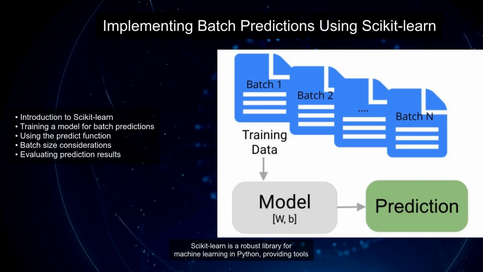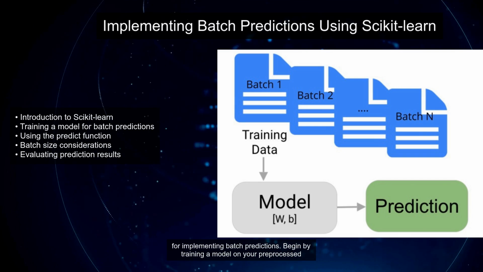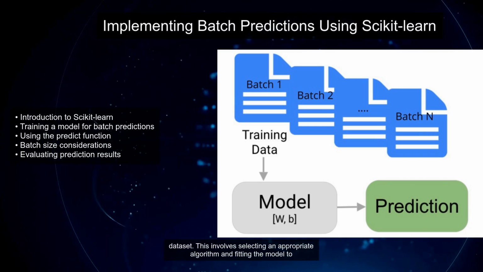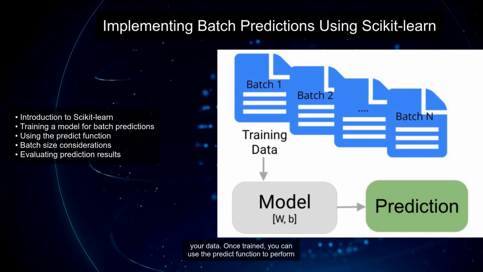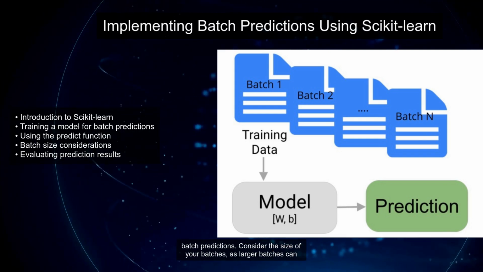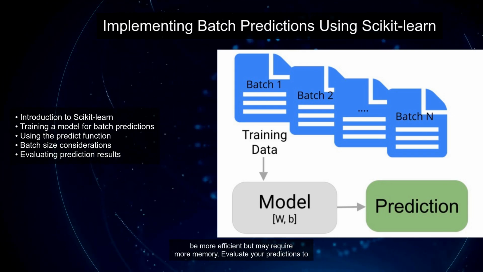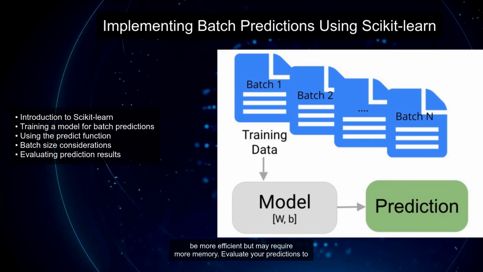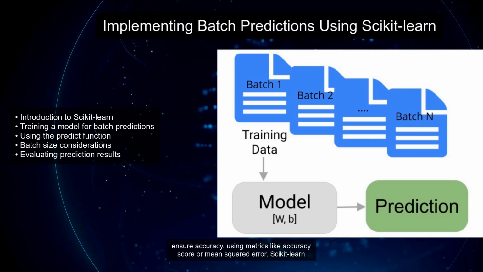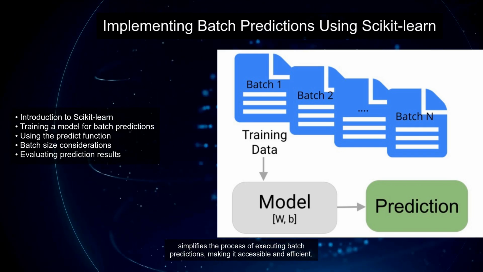Scikit-learn is a robust library for machine learning in Python, providing tools for implementing batch predictions. Begin by training a model on your preprocessed dataset. This involves selecting an appropriate algorithm and fitting the model to your data. Once trained, you can use the predict function to perform batch predictions. Consider the size of your batches, as larger batches can be more efficient but may require more memory. Evaluate your predictions to ensure accuracy, using metrics like accuracy score or mean squared error. Scikit-learn simplifies the process of executing batch predictions, making it accessible and efficient.